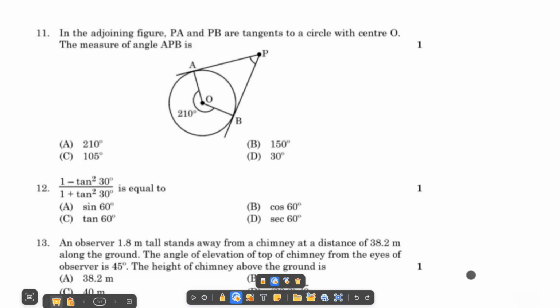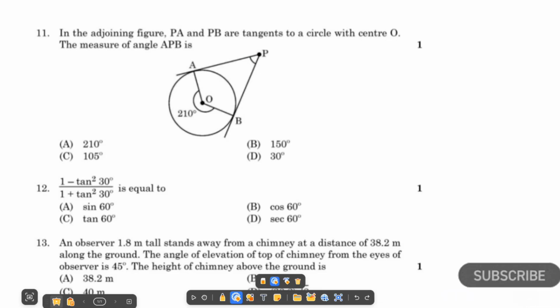Let's see the 11th question here. In the adjoining figure, PA and PB are tangents to a circle with center O. So there is a circle with center O and PA is a tangent and PB is the another tangent. The measure of angle APB. So we have to find the angle APB, means angle at P. So this is what we have to find.